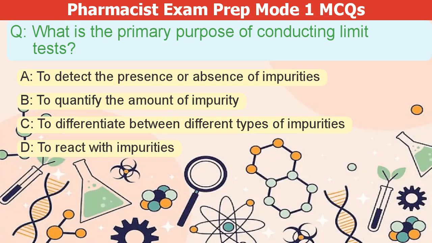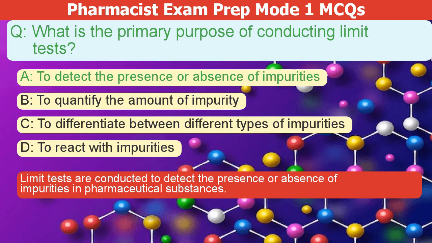What is the primary purpose of conducting limit tests? A. To detect the presence or absence of impurities. B. To quantify the amount of impurity. C. To differentiate between different types of impurities. D. To react with impurities. The correct answer is A. Limit tests are conducted to detect the presence or absence of impurities in pharmaceutical substances.